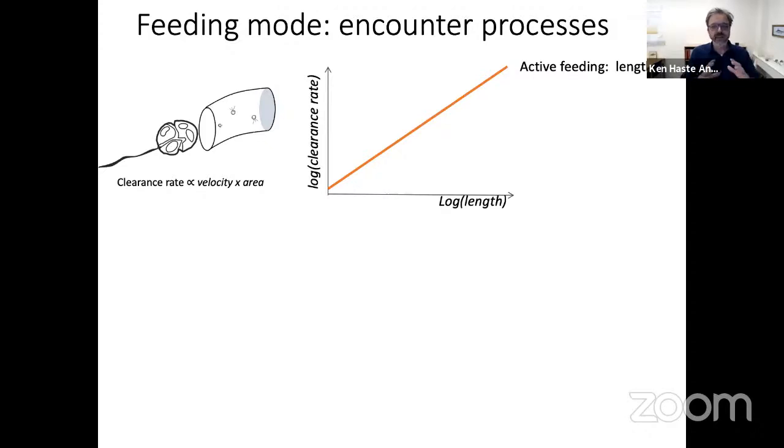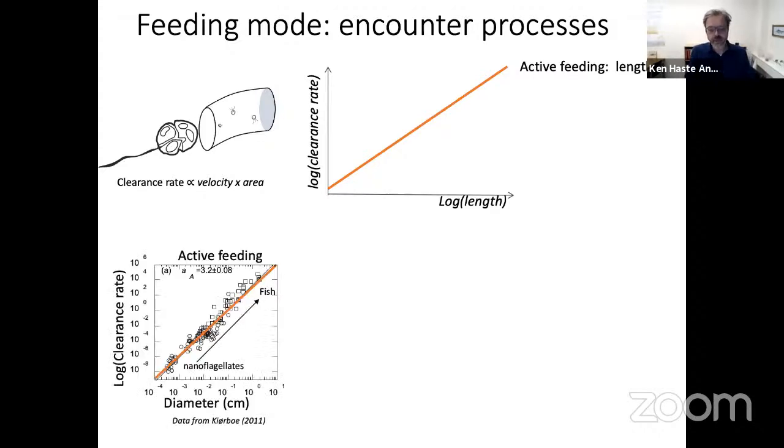The way we can understand that is essentially they are swimming through the water with a certain diameter, and they're moving with a speed that roughly scales with the length, or the diameter, of the cell. That means that their clearance rate, the volume that they sweep per time, scales with their own volume, or with their diameter to the third power, as I've shown here. And if you look at data here from nanoflagellates to fish larvae, that is indeed what we see.